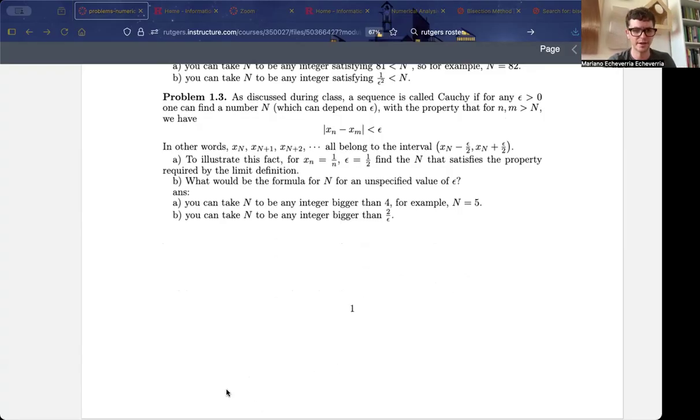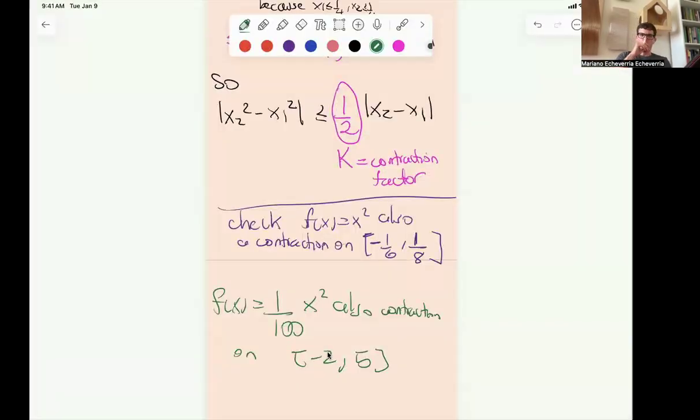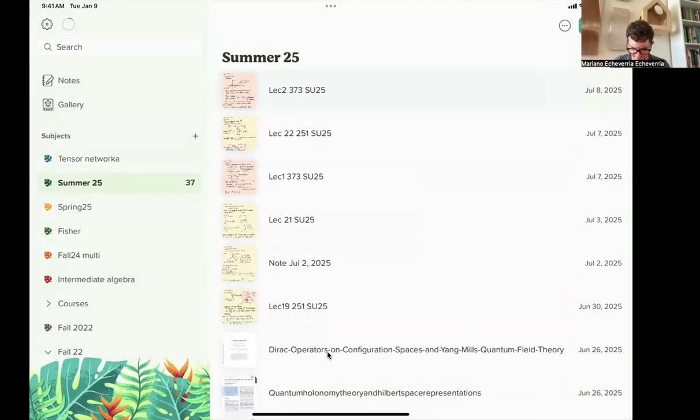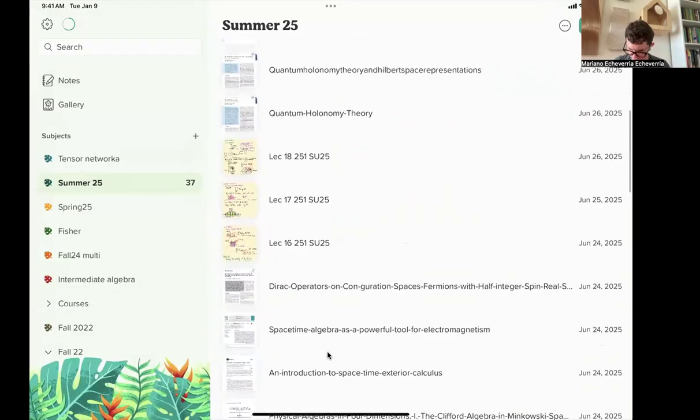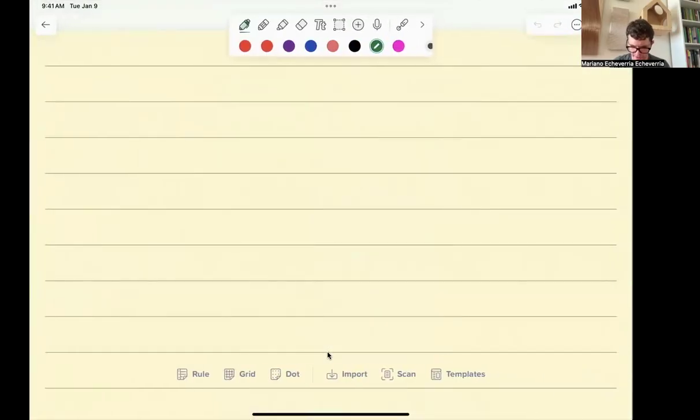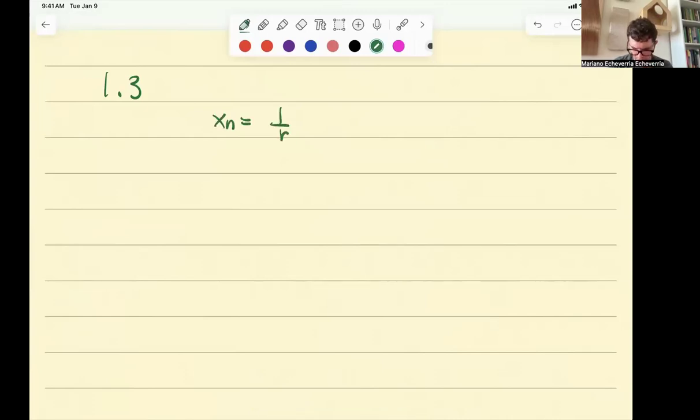So let me see if I can share my tablet again. Let me use a different file. Okay, let's say it was 1.3, right? I gave you the sequence 1/n, and the idea of being Cauchy, well, here I'm giving you the epsilon, epsilon is 1/2.